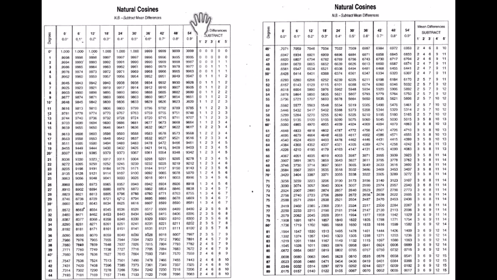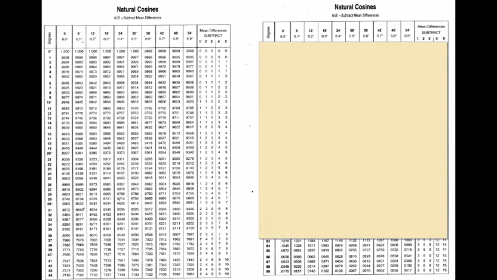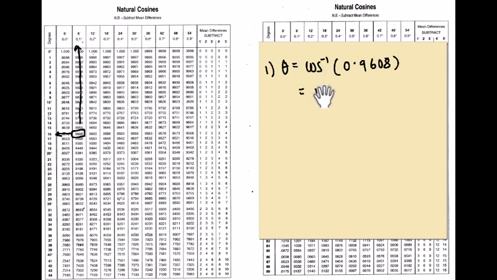Now here in this case, because the mean difference is to be subtracted, you will try to find a slightly greater number, and I'll clarify that with the help of an example. Let's first take a very easy one. Theta is equal to cos inverse of 0.9608. So you have 9608 here, which is very clearly 16 degrees, and in this column you can easily see that it is 6 minutes. So 16 degrees 6 minutes.